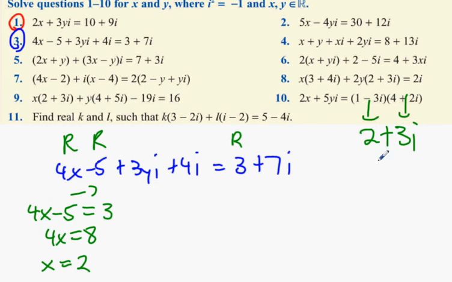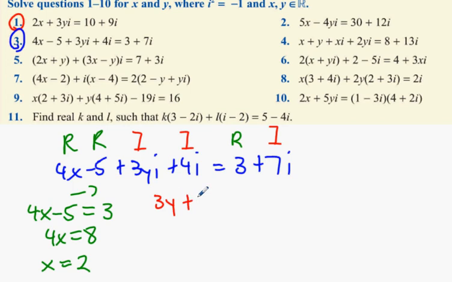Can I finish off question 3 first? Thanks. Okay. Now, what we have next, guys, is the imaginary parts. 3yi and 4i and 7i. Why did I label them all i? Imaginary, because they have an i. So, 3y plus 4 equals, what's over this side? We drop the i. 7. Bring the 4 over the other side. 3y equals 3, y equals 1.